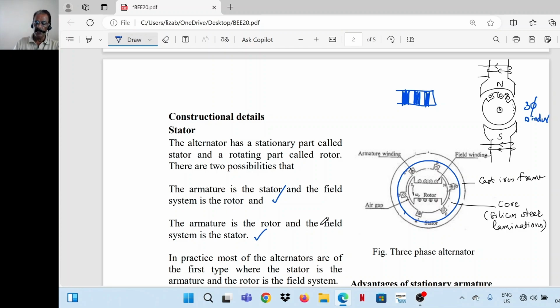So for example, in this case, constructionally the outermost part is the frame. It's a cast iron frame. Inside that there is a core. Core is made up of silicon steel lamination. You know the purpose of it. Silicon steel is meant for reducing the hysteresis loss, and the laminations are meant for reducing the eddy current loss. So in short, the core losses can be reduced by using silicon steel lamination for the construction of the core. The core has slots in its inner periphery to accommodate the armature conductors.